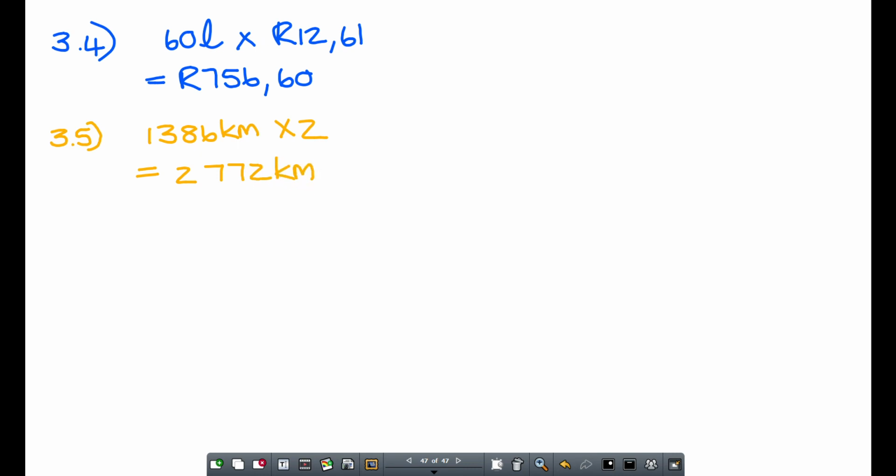Okay. Now, 1 liter. With 1 liter, she can drive 7,5 kilometers. Nee, so om uit te werk hoeveel liter sy gaan gebruik, kan ek mos eintlik daai afstand vat en deel dit met 7,5. Does that make sense to you guys? Alright, so 2,772 kilometers. I'm going to divide that by 7,5 kilometers.